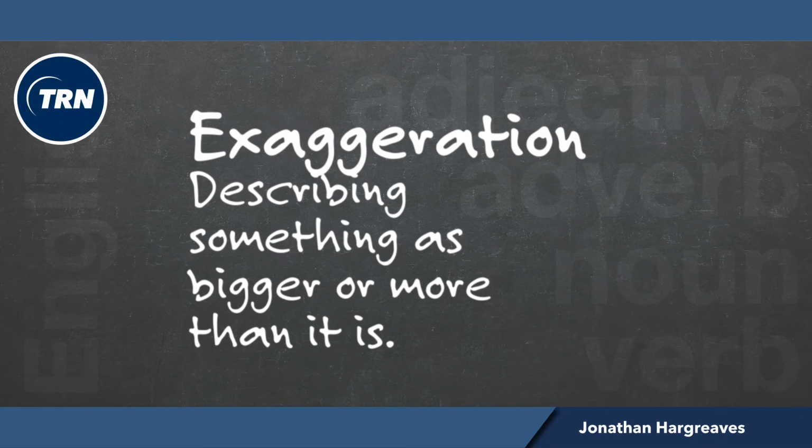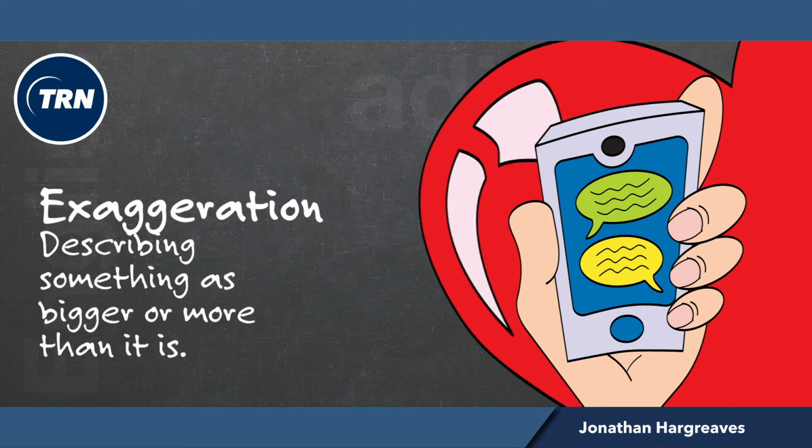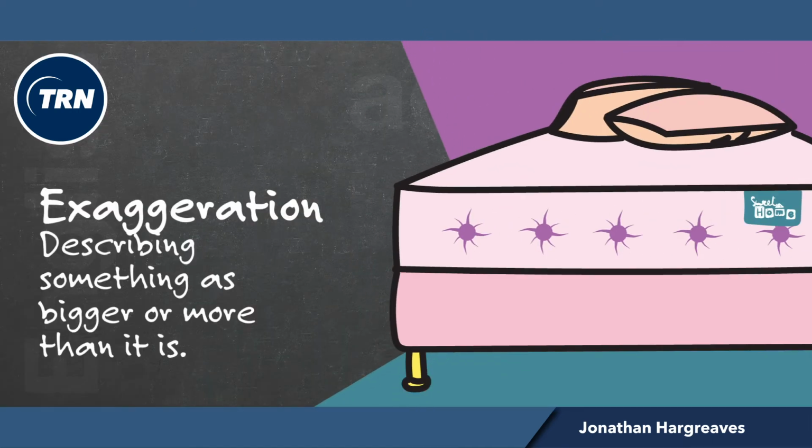Exaggeration is when we are describing something as bigger or more than it actually is. Everyone loves the Apple mobile phone. The most comfortable mattress in the world.